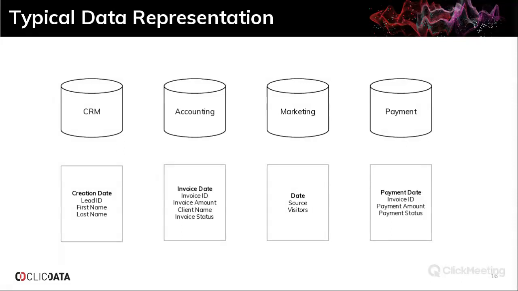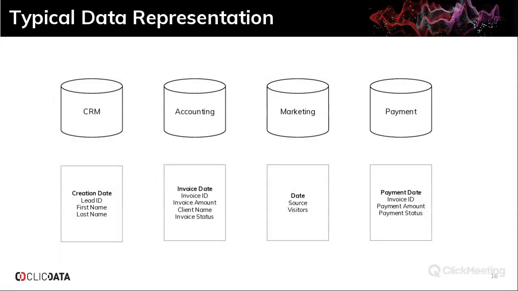An accounting software would typically have an invoice state with invoice ID, amount, client name, and a few other detailed invoicing information. The marketing might have information such as the date of visit, the source of visit, the number of visitors. And your payment system, which might be external to your accounting, could have your payment date, the invoice that the payment was happening on, the amount that got paid, and what's the status on the payment. So these are a few different tables that you might end up dealing with.